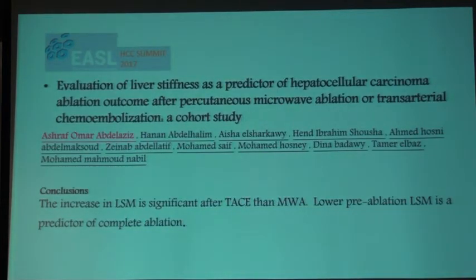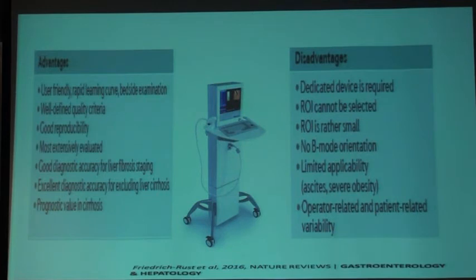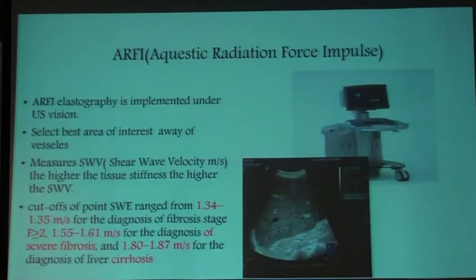Also, it was published recently in the last EASL hepatitis C summit, the evaluation of liver stiffness as a predictor of liver cancer ablation outcome after percutaneous microwave ablation or transarterial chemoembolization, and you had very good results. There are some disadvantages, which is the presence of ascites, morbid obesity, and so on. However, the advantages are really very frequent.